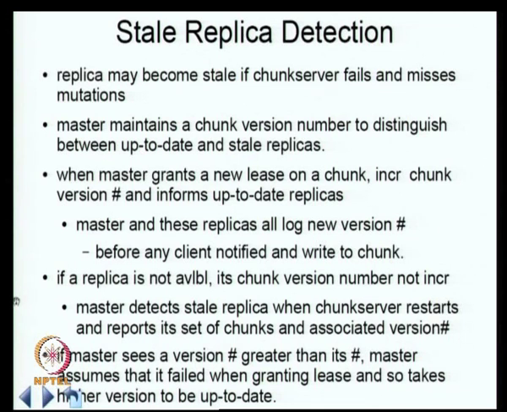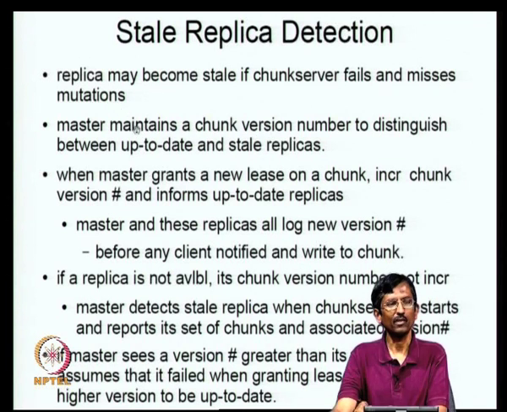They also have the issue of stale replica detection. A replica may become stale if a chunk server fails and misses mutations. Therefore, they use something called a chunk version number to distinguish between up-to-date and stale replicas. Again, this version number is a similar idea to what a lot of file systems do. If you reuse an inode number, you have an inode generation number, and that is used to figure out if you are reusing a particular inode block. Okay. So that you don't get into stale situations.